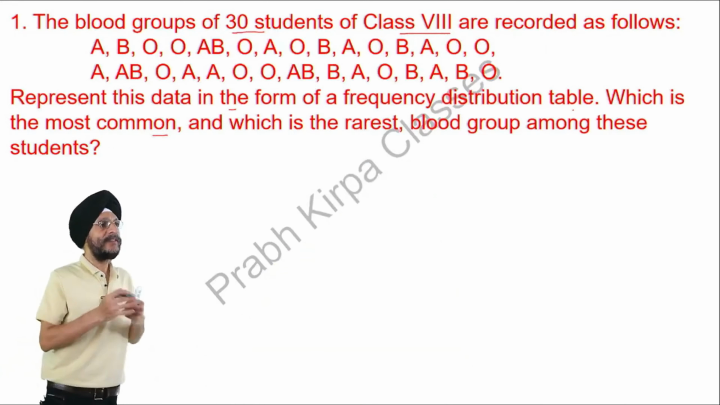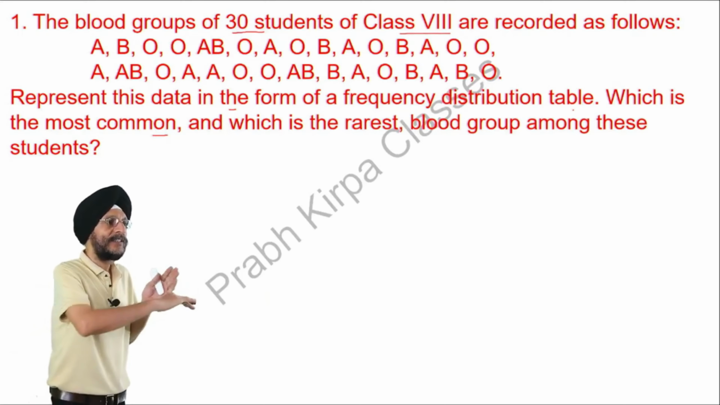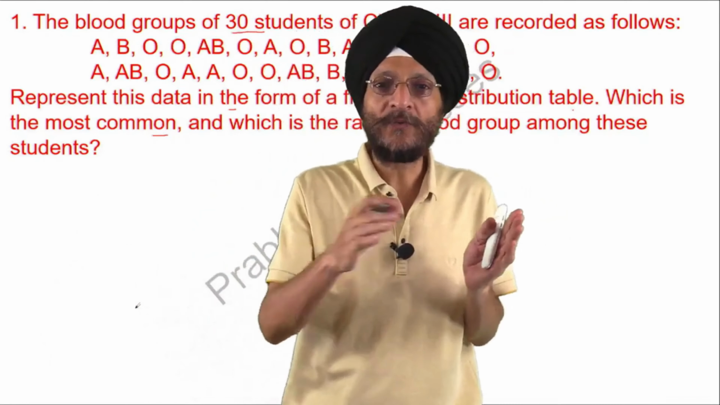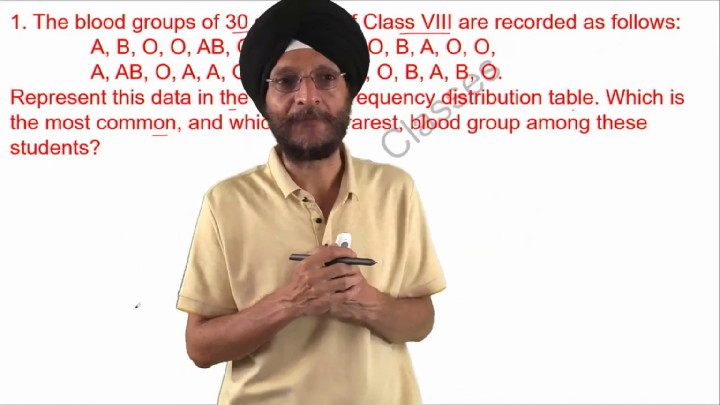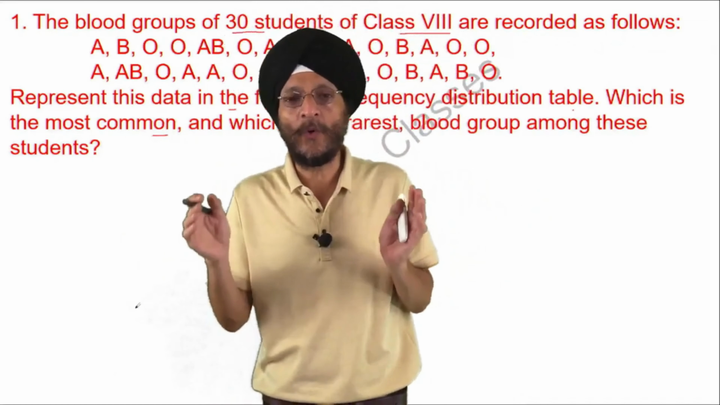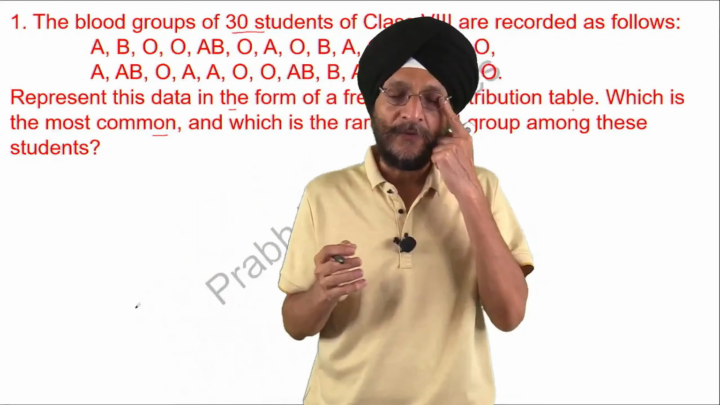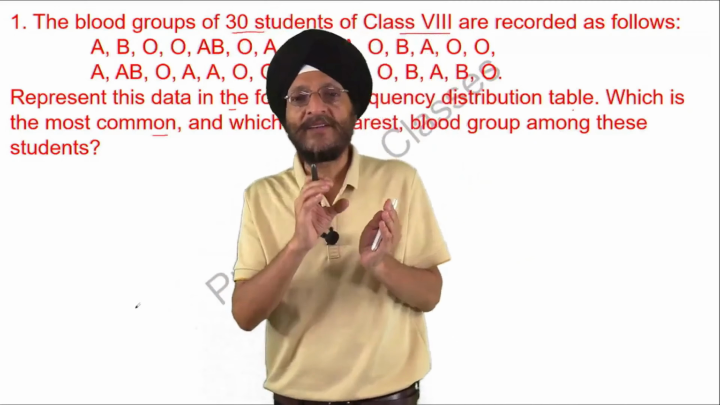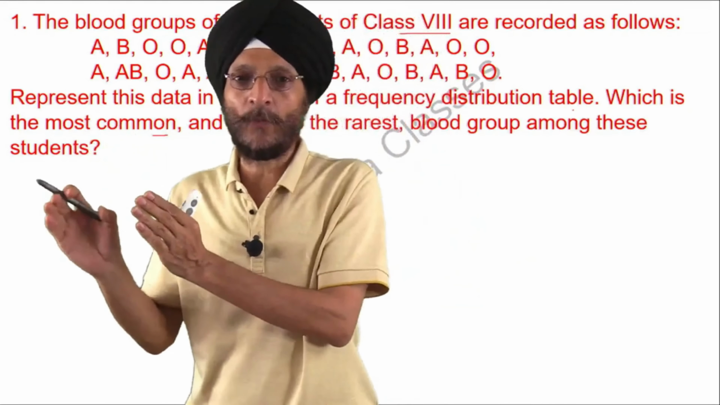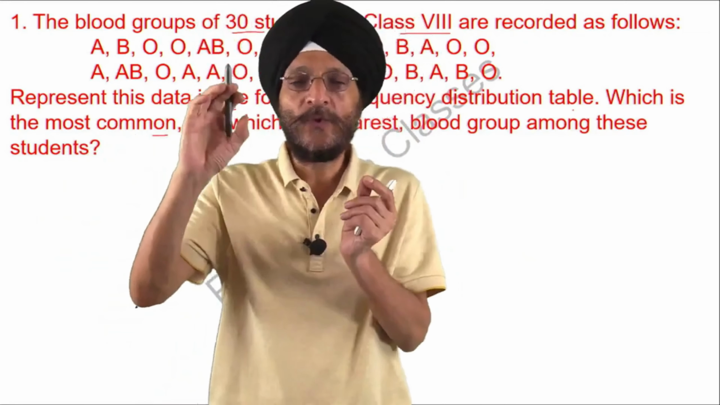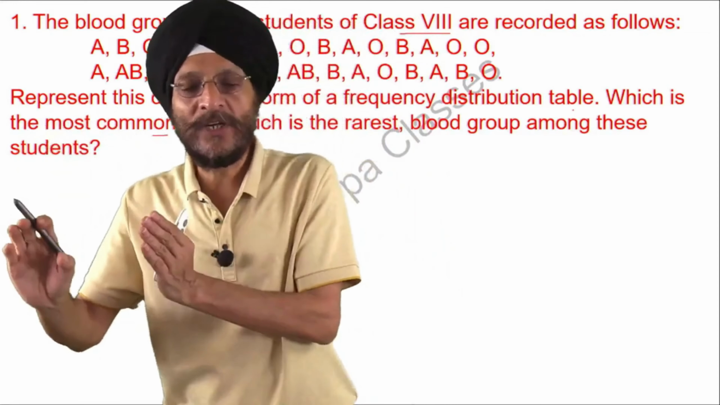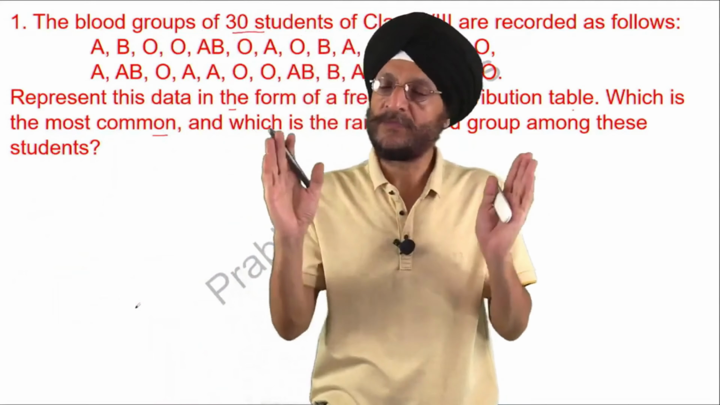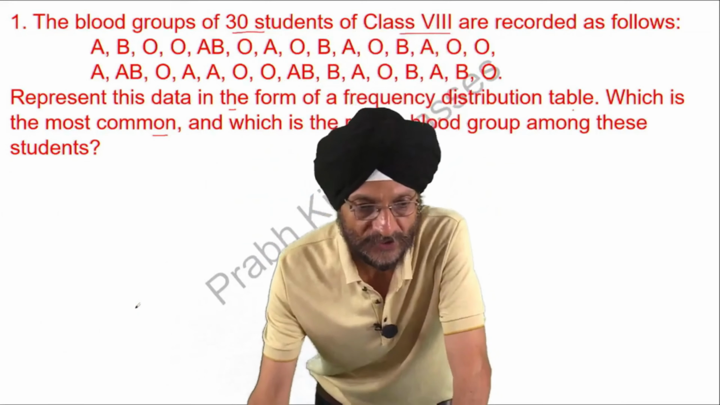Now, in this question, it is given that there are many students in the class and the blood groups of all these students have been recorded. Now, we have been asked to form a frequency distribution table. Frequency distribution table means how many students have the particular type of blood group. That is, in respect of each blood group, we are to count the number of students and to represent the same in the form of a table. This is the question.